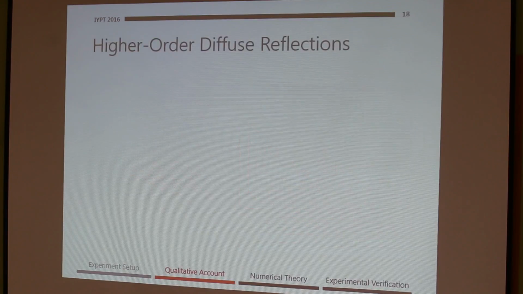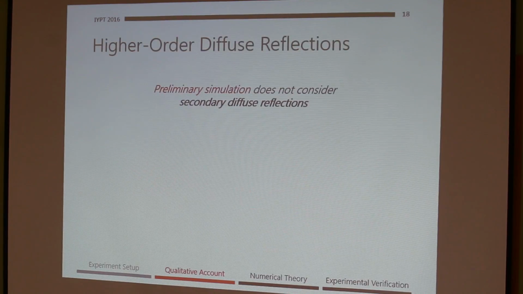So to understand why this is the case, we go back to our simulation and we note that our simulation actually does not consider the effect of secondary diffuse reflections. So what is this effect? I'll go on to elaborate.